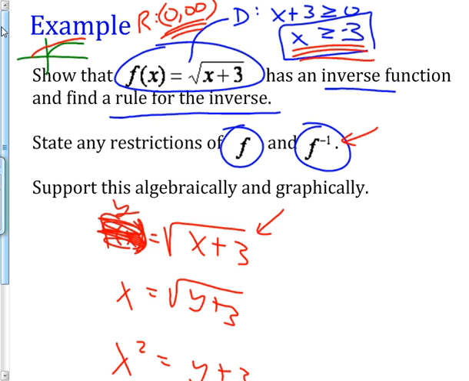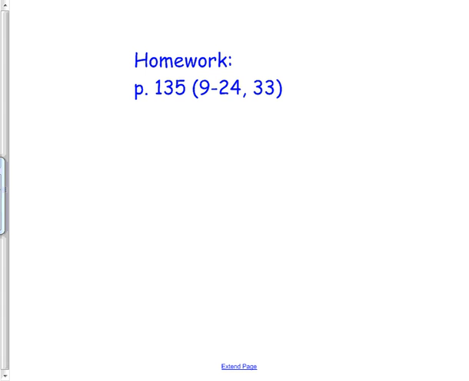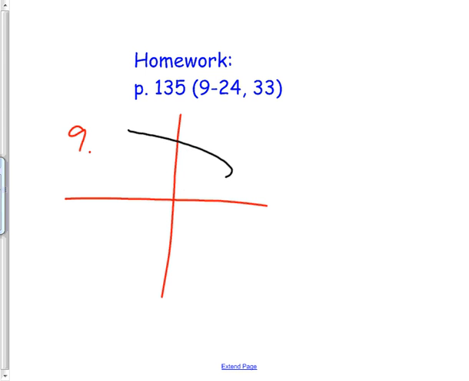The homework is from page 135. It's 9 through 24 and number 33. The first few start like this. I'm going to do number 9 with you. Just sketch it like this. Sort of like the mark of Zorro.